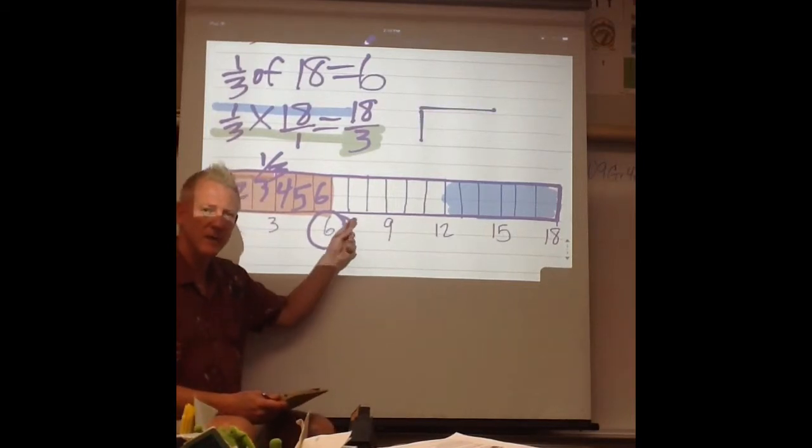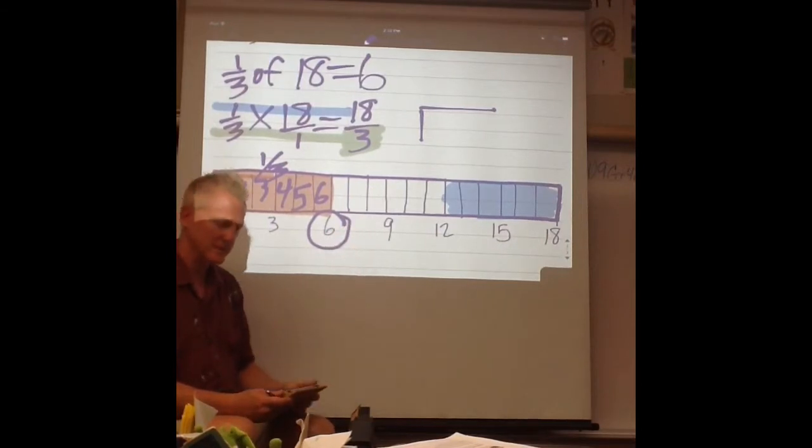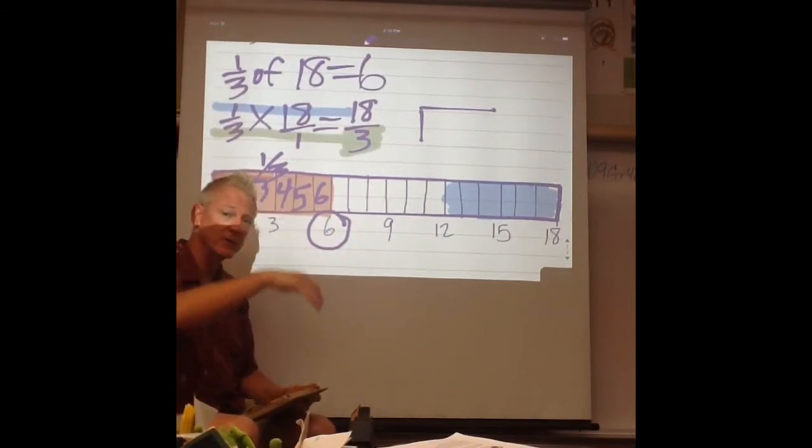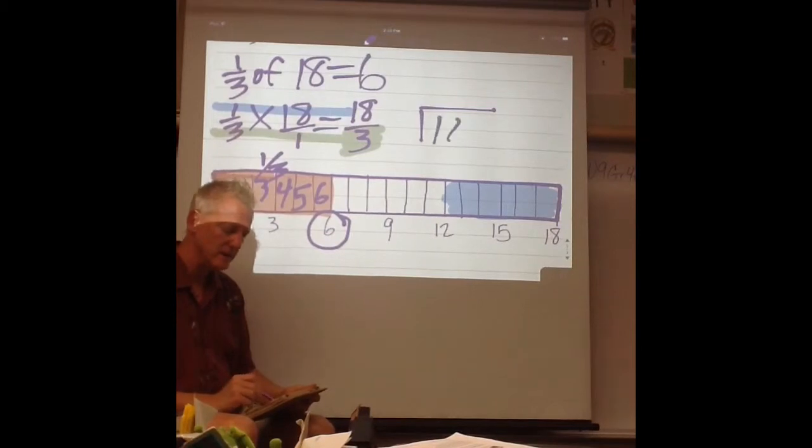All fractions are division problems. So the top number goes on the inside of the house, so we're going to put that inside. Then we're going to put the 3 on the outside. So how many 3s do we have in 1? Well, we don't have any. Okay?